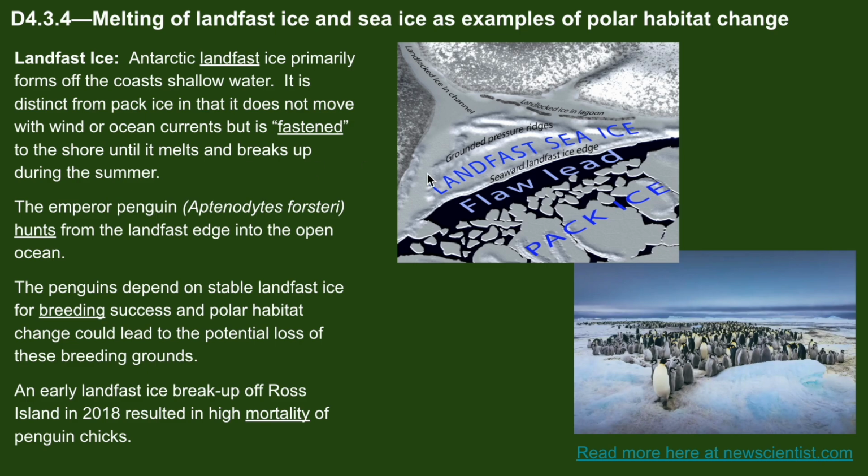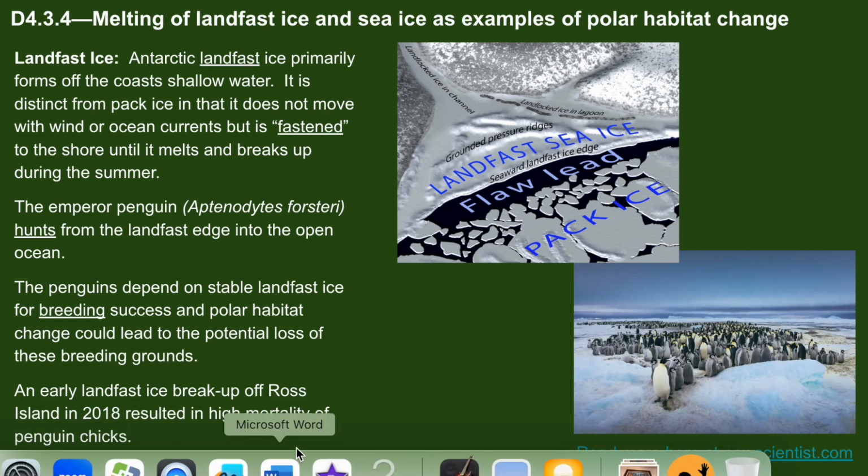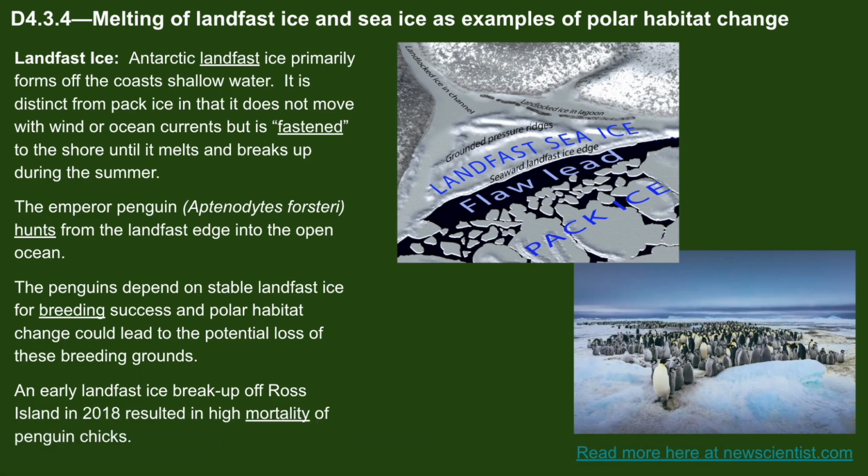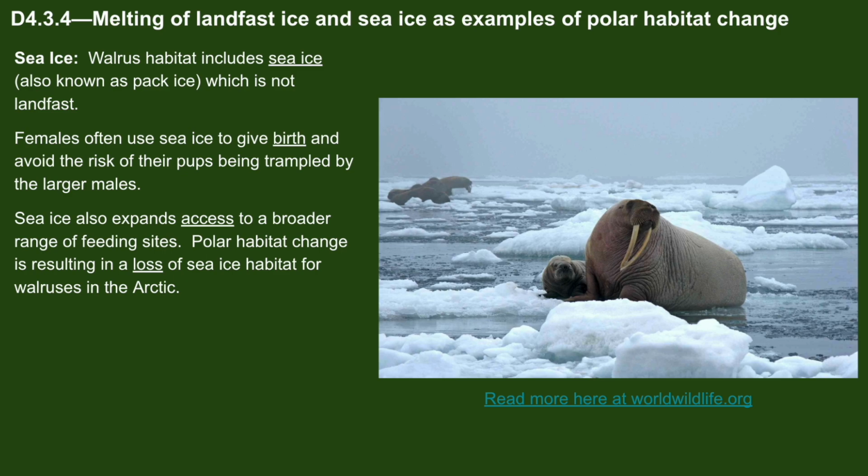Okay, land-fast ice is ice that forms off the coasts of land, and so it's basically attached to the land. It's fastened to it, land-fast. Okay, and it's important for emperor penguins that hunt from that land-fast edge of the ice into the open ocean. They depend on that ice for breeding success. Okay, and we saw that in 2018, an early land-fast ice breakup off Ross Island resulted in high mortality of penguin chicks.